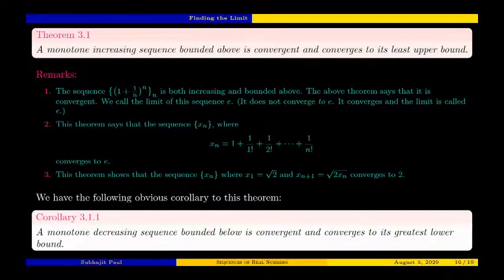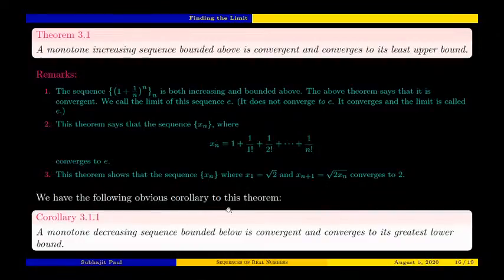When we do that, the same theorem guarantees that the sequence xn equal to 1 plus 1 by 1 factorial plus 1 by 2 factorial up to 1 by n factorial converges to the same limit E. Here I do not have any problem in saying it converges to E, since E is already defined by the limit of the previous sequence, and we can show that this is the limit for this sequence as well. This theorem also shows that the sequence xn, the infinite radical we talked about in the very beginning, with x1 equal to root 2 and xn plus 1 equal to the square root of 2xn, converges to 2. So this helps us to prove that.